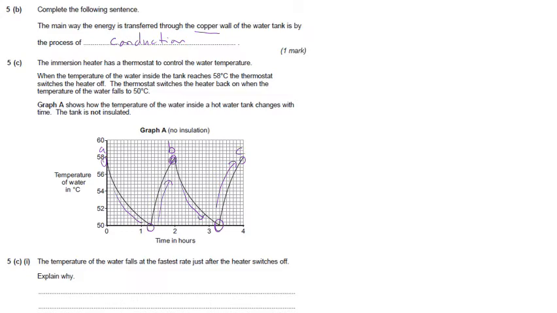Question says the temperature of the water falls fastest just after the heater switches off. Why? Well, this is because there's a bigger temperature difference between the water and the surroundings, and when there's a bigger temperature difference, energy transfers more quickly. So the bigger temperature difference, so the rate of transfer of energy is faster.